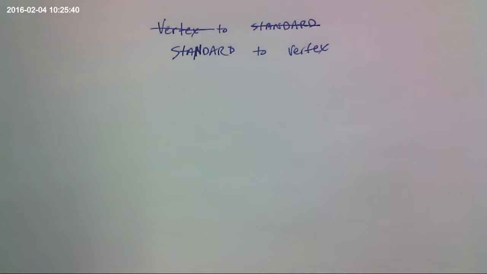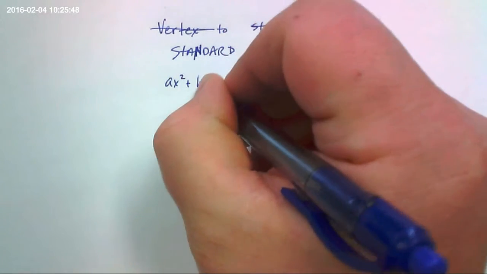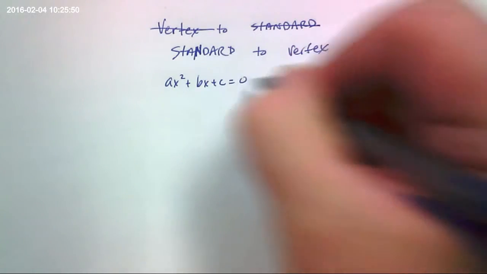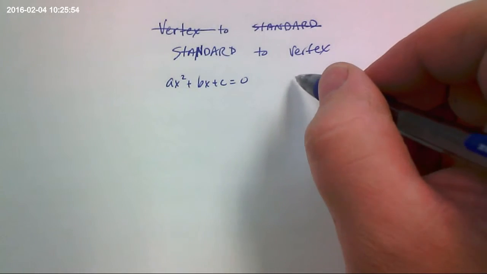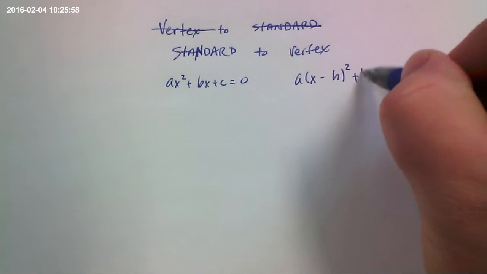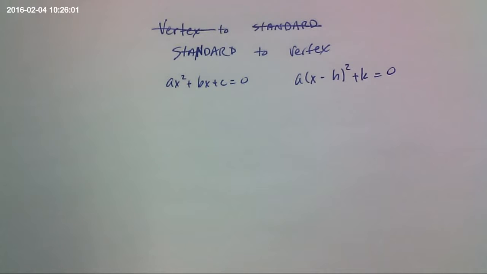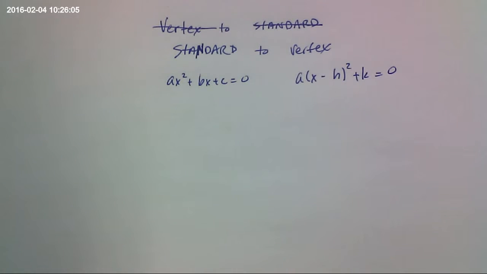Next up, standard to vertex form. This is where it gets tricky. Now standard form, right, Miguel? Ax squared plus bx plus c equals 0, or whatever. And the other would be a(x minus h) squared plus k equals 0. Or y, or this could be y or f of x or whatever.